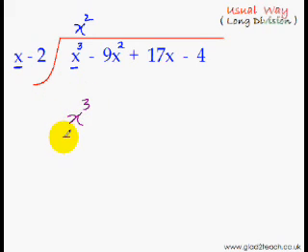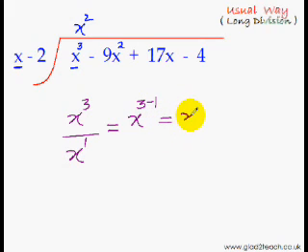X cube divided by x. As per the laws of exponents, in division, you simply subtract the powers when the bases are same. So the power of this x is 3 and the power of this x is 1. There is an invisible 1 there. So since we are dividing it, we'll simply subtract the powers. This will become 3 minus 1, which is nothing but x square. And that is what I had put over there. But I'm sure you can do that directly. You don't need to put down these steps.